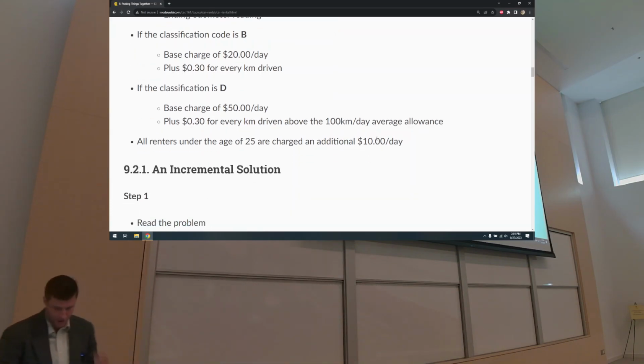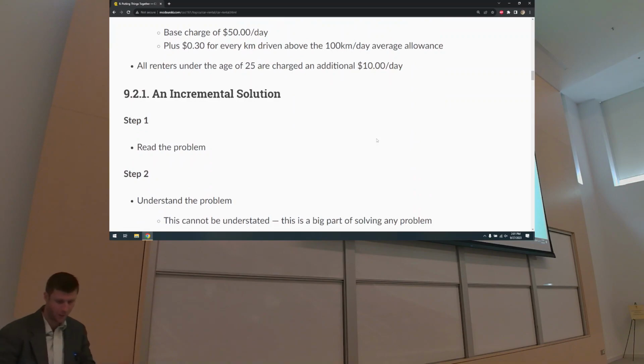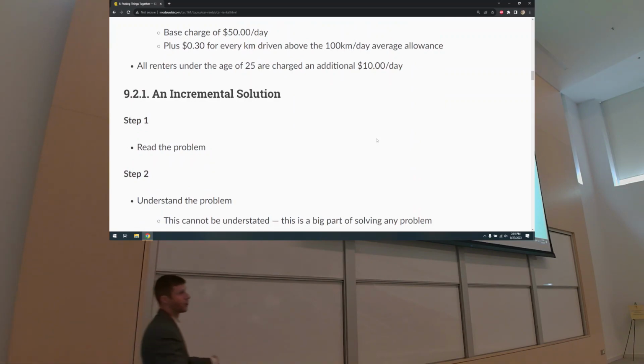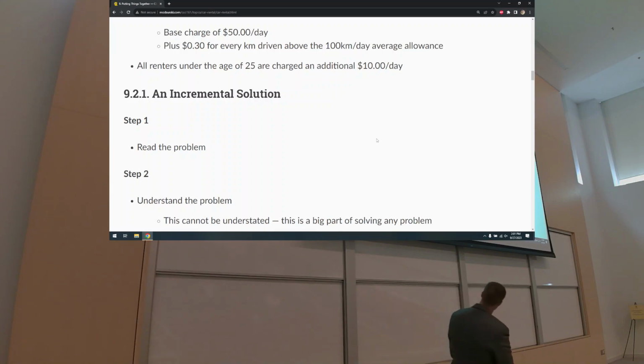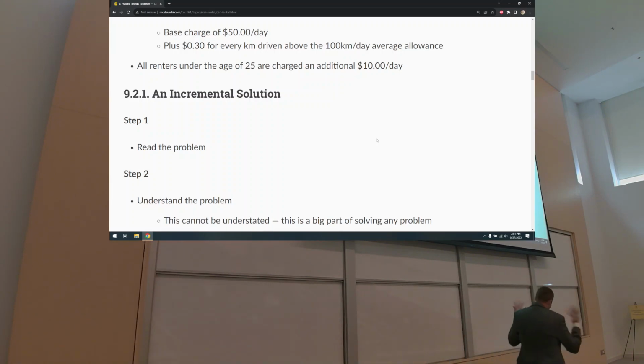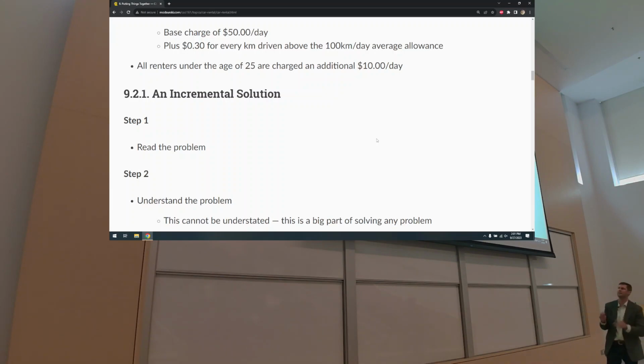So, an incremental solution. Well, step one, read the problem. I got to read it first. Okay, well, we already read it. Step two, understand the problem. I know I just said this, but I'll say it again. I cannot emphasize this enough. This is a huge part of problem solving.